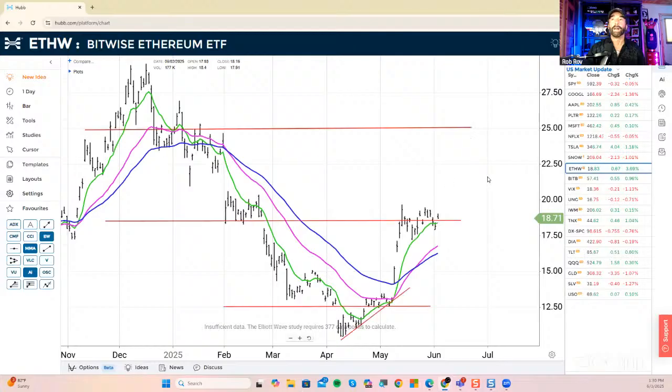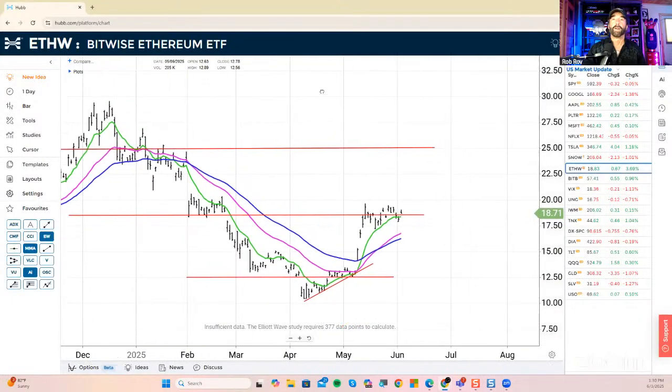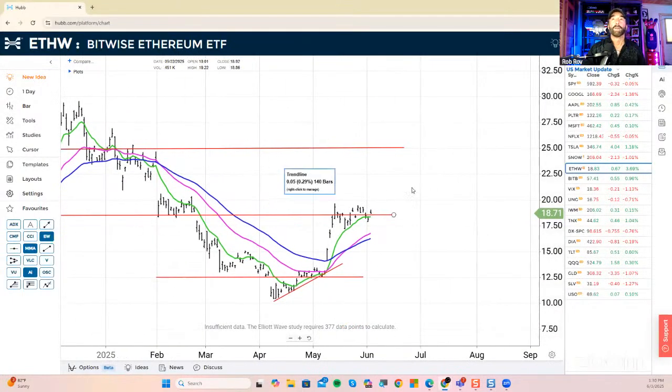I've been opining about whether or not Ethereum can play catch up here and maybe outperform Bitcoin, because here's another one of those big vacuums like I was showing you on the DIA.